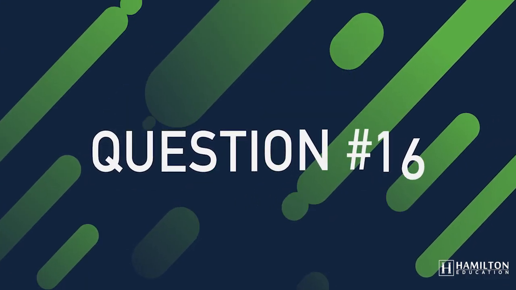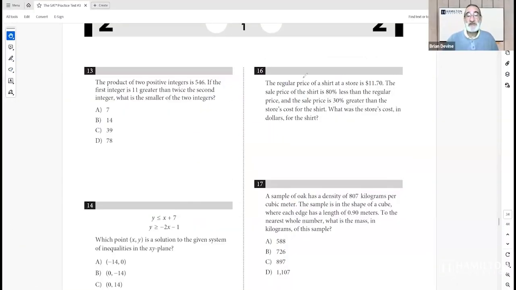Question 16. In question 16, we're given some shopping math. The regular price of a shirt at a store is $11.70. The sale price of the shirt is 80% less. Well, that means 20% of, which means we multiply by 0.2. The sale price is 30% greater. Well, that's 130%, which means we're going to multiply something by 1.3.